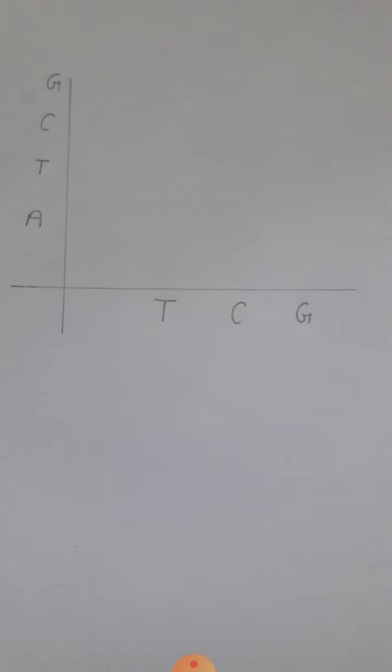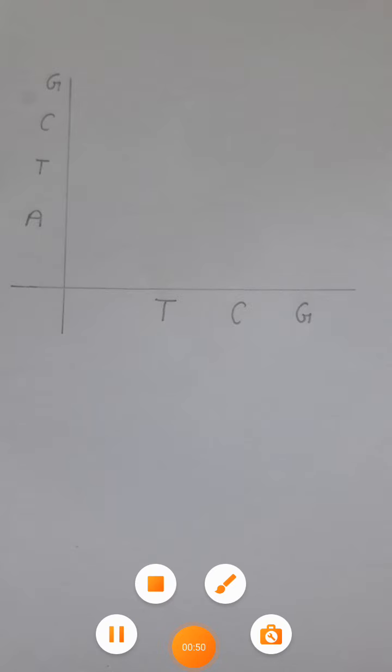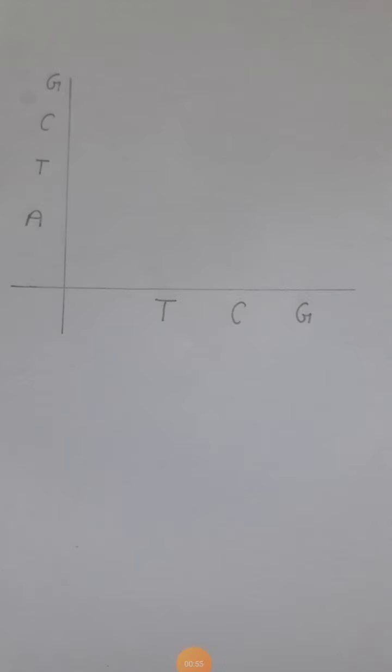The methods of sequence alignment are global alignment and local alignment. When the sequences are very similar, we use global alignment, and when the sequences are different, we use local alignment. So let's learn how to perform global alignment.